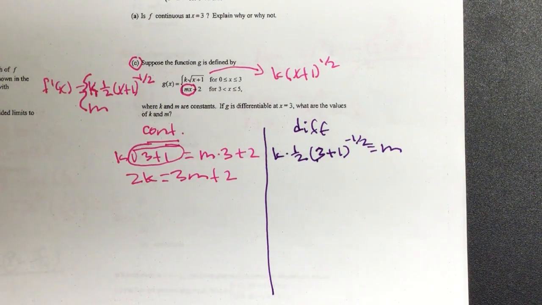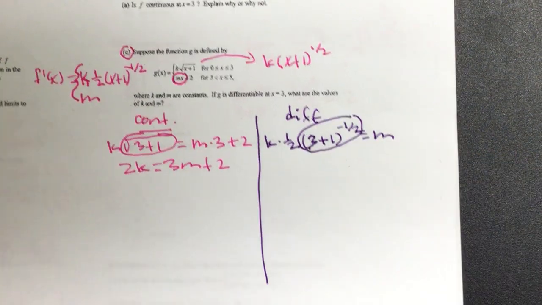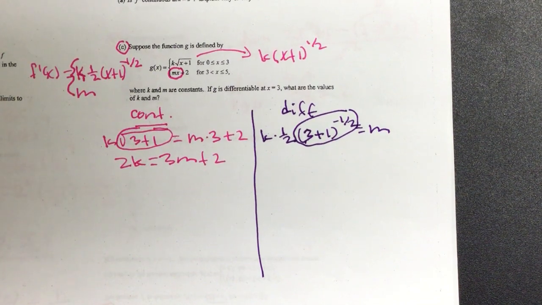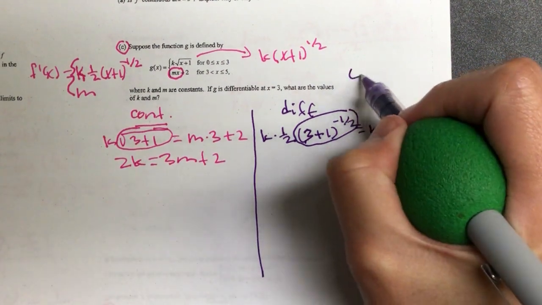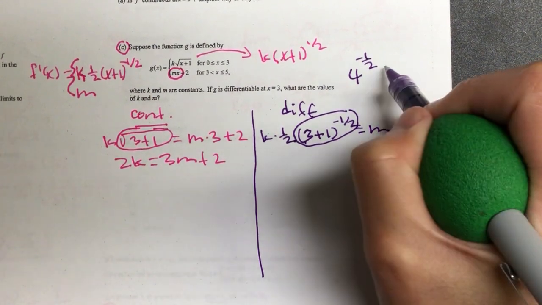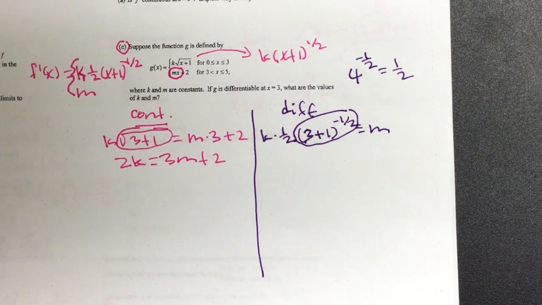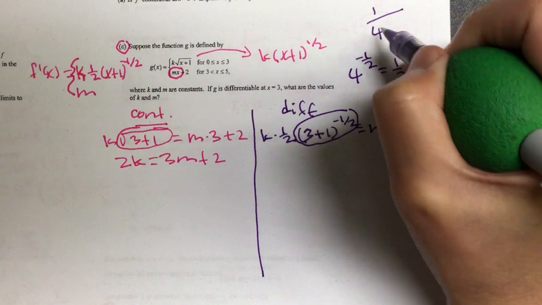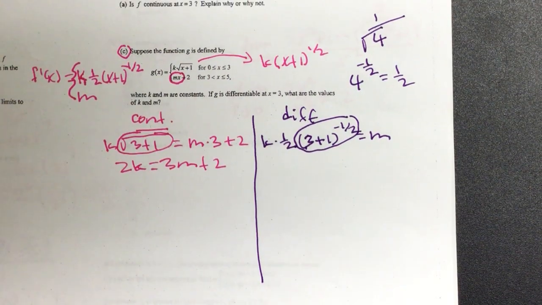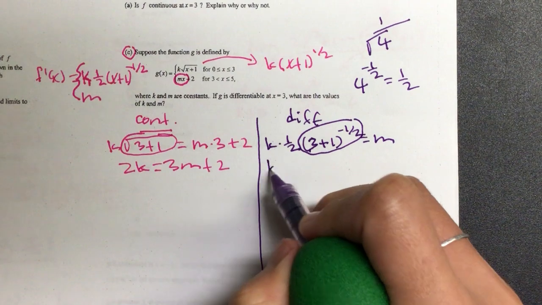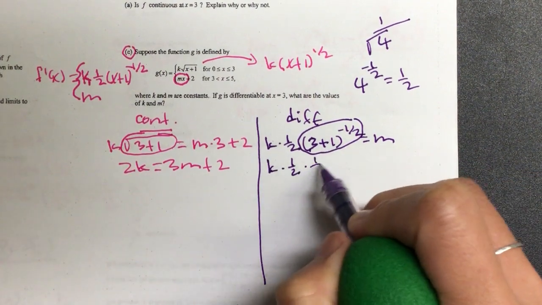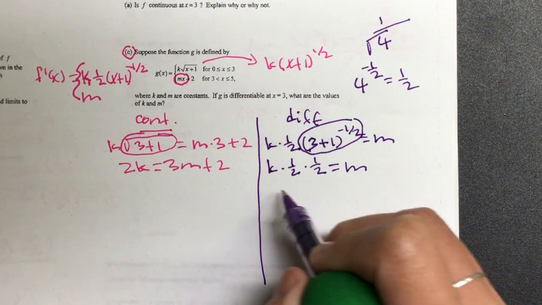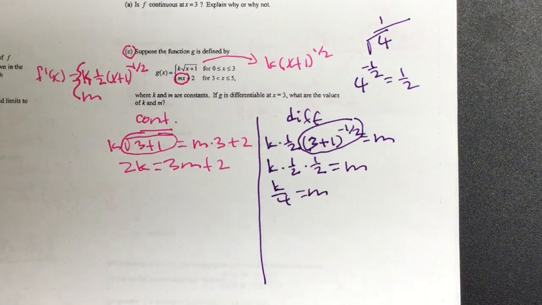Let's go on to the next piece. This right here, what is that going to give us? It is 4 to the power of negative 1/2, and technically that is 1 over 2. If I bring this to the bottom, we have 1 over square root of 4, and 1 over square root of 4 is 1 over 2. Okay? So we have k times 1/2, and what we just found is 1/2, is equal to m. So we know k over 4 is equal to m.